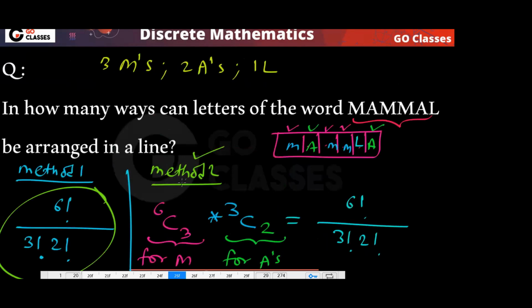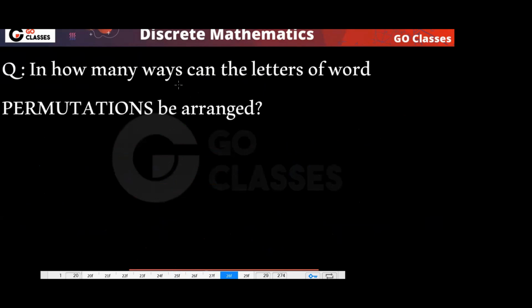Actually, the best method is method 2. Yes or no? Can you see the best method is actually method 2, if some additional condition is given? Let's solve some questions with additional conditions. Tell me what is the answer.